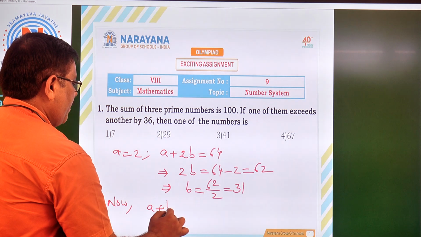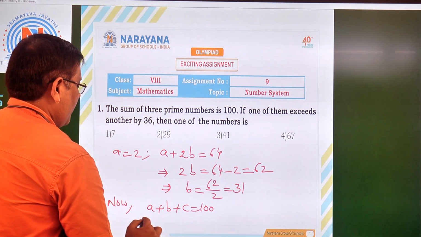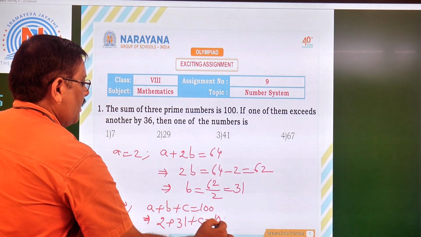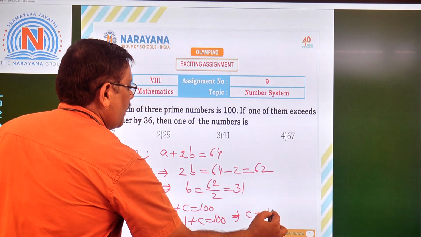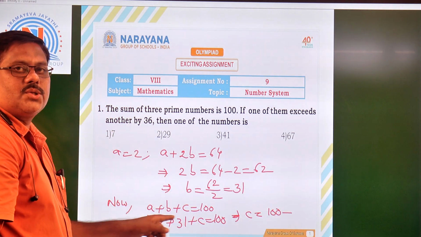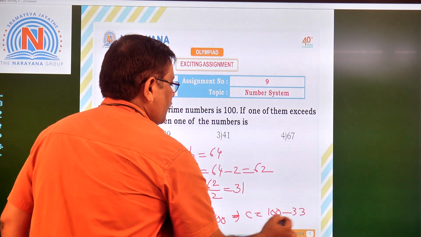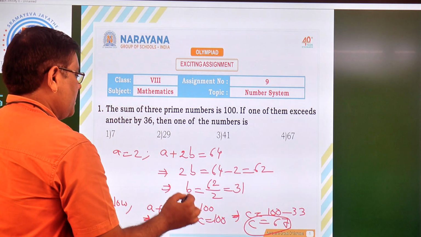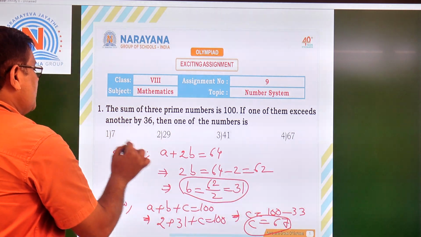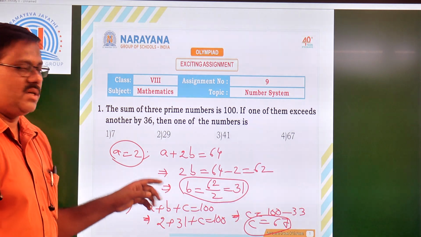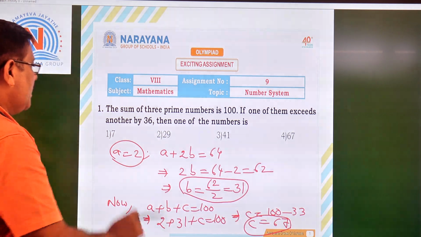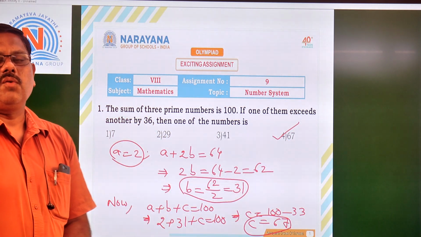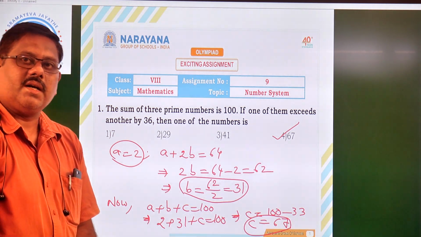Now, we have A plus B plus C is equal to 100. That implies A is 2, B is 31, plus C is equal to 100. That is going to be C is equal to 100 minus 33, that is 67. So, C value is 67. We have C as 67, B as 31 and A as 2. So, these are the required 3 prime numbers: 2, 31 and 67. In the options we see 7, 29, 41 and 67. So, the fourth option is the one of the prime numbers. So, the fourth option is the right answer for this question.